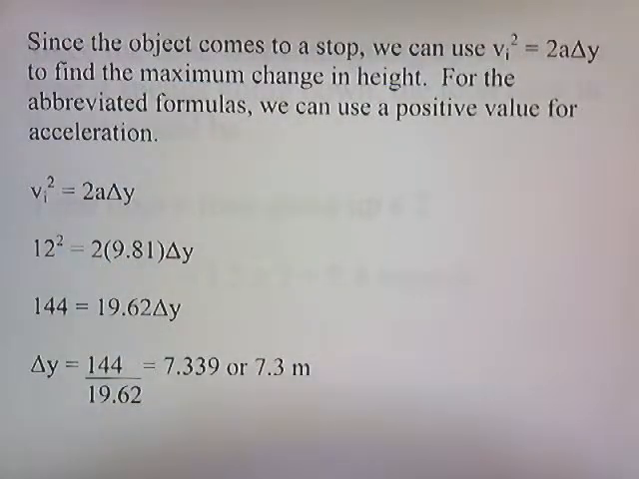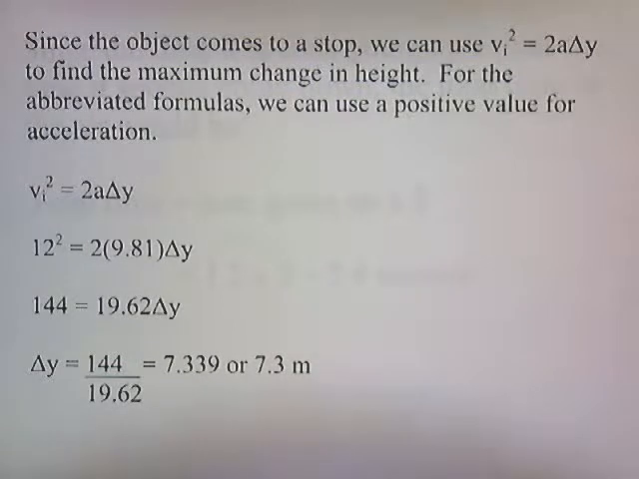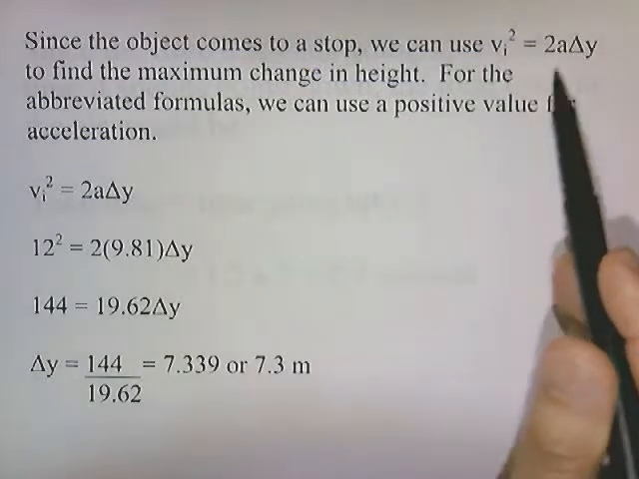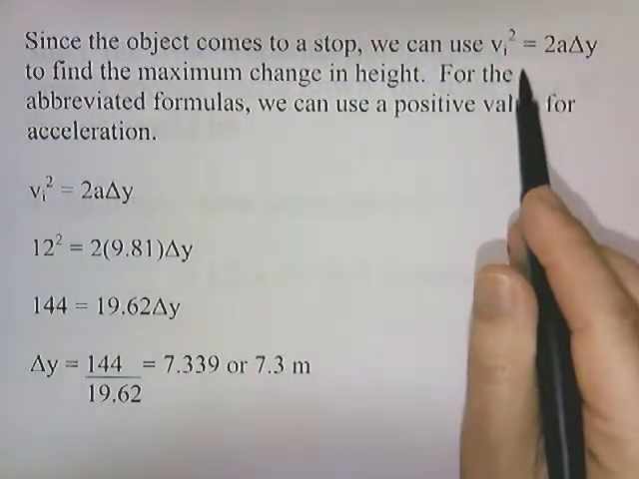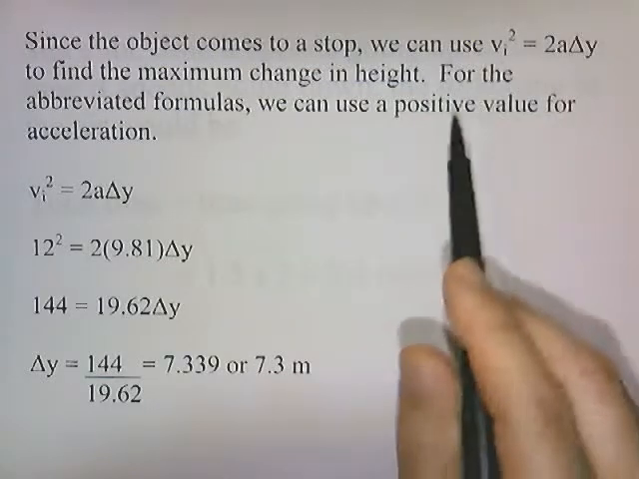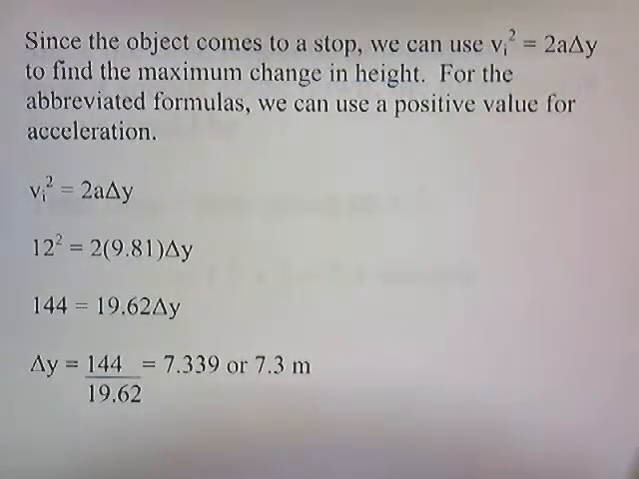Now, since the object comes to a stop, we can use v squared equals 2a delta y to find the maximum change in height. And remember, anytime we use these abbreviated formulas, we use a positive value for acceleration. This is a shortened version of another formula, where the longer formula includes both VI and VF. This one only includes VI. Anytime you use the shortened formulas, you can use positive values.